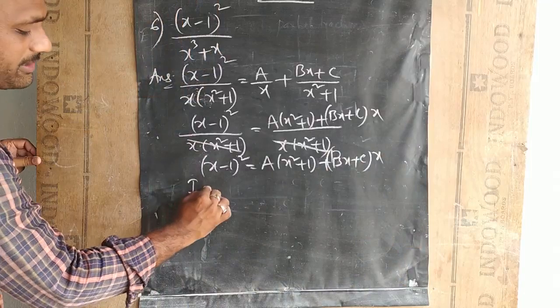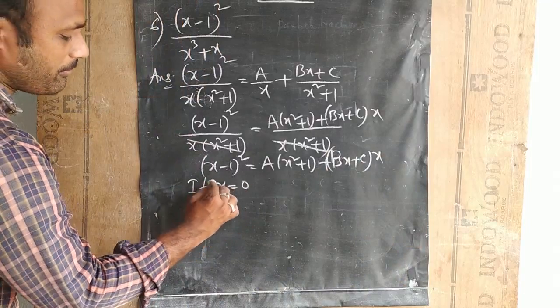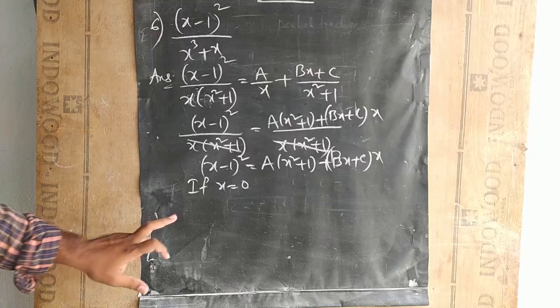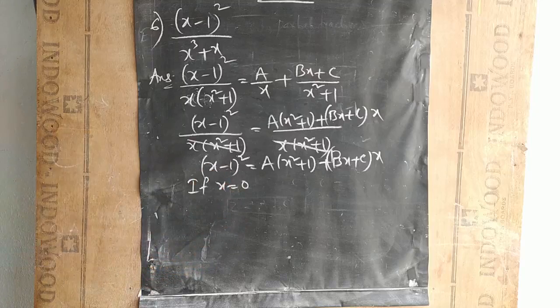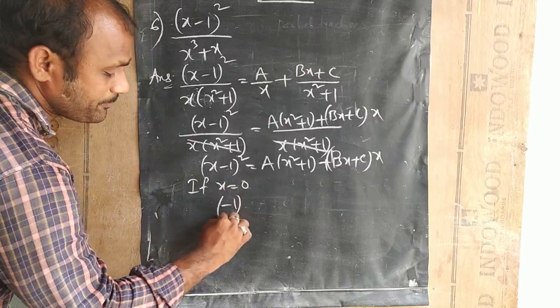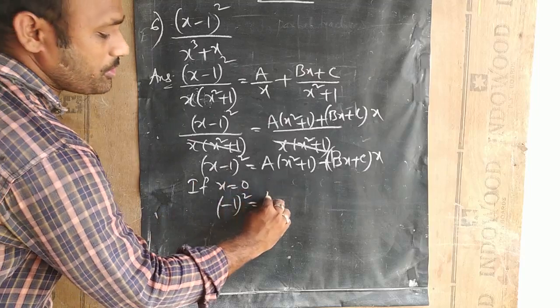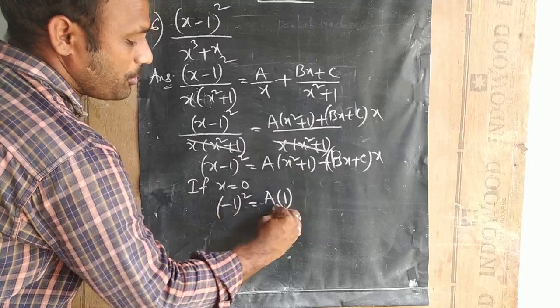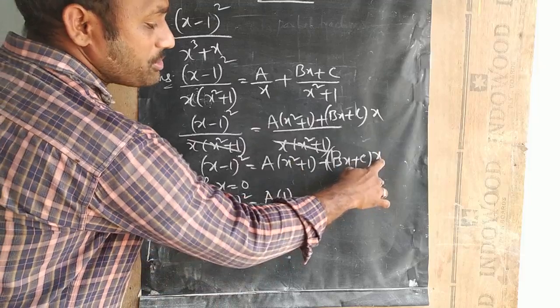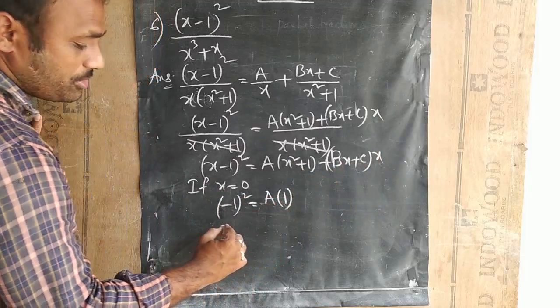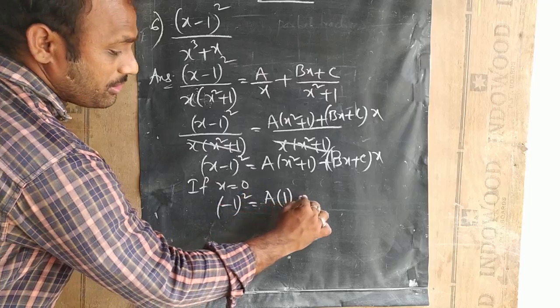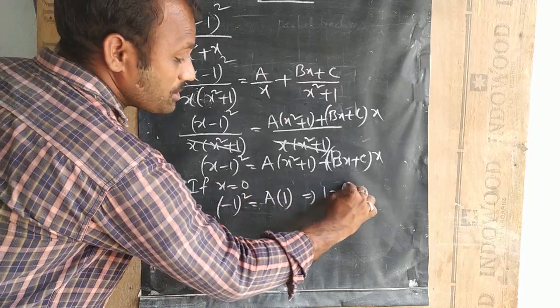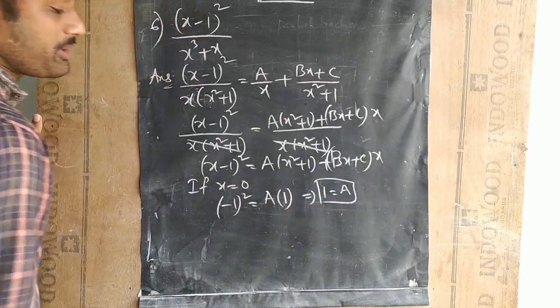First, if I am going to substitute x as 0, then 0 minus 1 will be minus 1 whole square, which is equal to a into 0, 0 square is 0 only, 0 plus 1 is 1. The x value is 0, and 0 into something is 0. So minus 1 square is plus 1. That implies 1 is equal to a. The a value is 1.